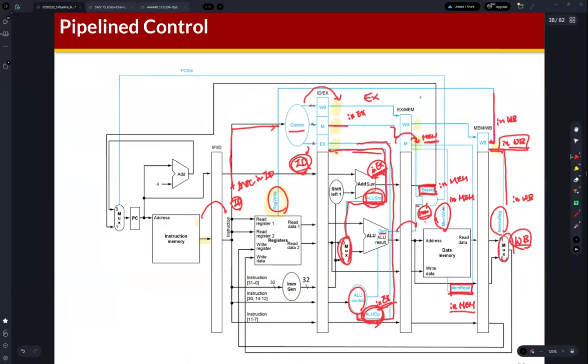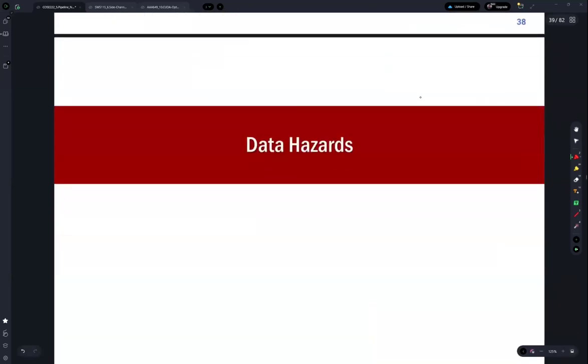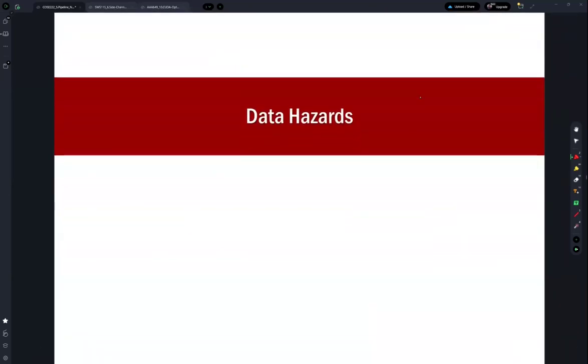So I explained how the control signals are connected, right? I believe you can understand the timing of these control signals, right? Okay, now let's see how the pipeline architecture can handle data hazard.